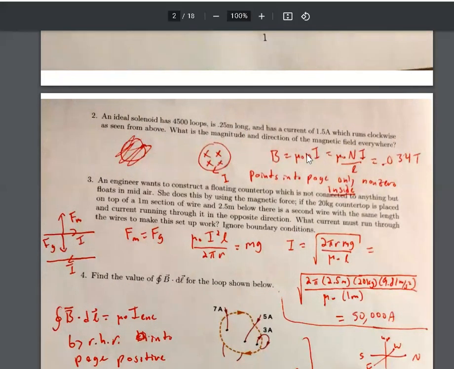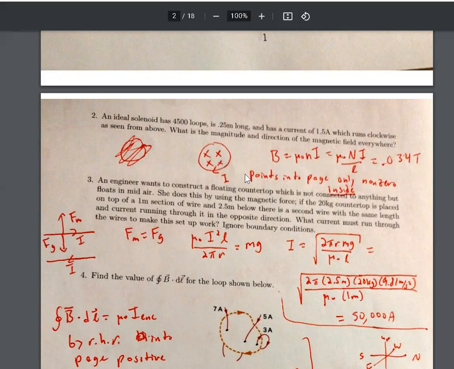The magnetic field of a solenoid is, remember, only inside of the solenoid, and it's given by mu naught times the number of turns per meter times the current. So in our case, that would be mu naught times our 4,500 loops times the current divided by the length. And so that gives us the magnitude of the magnetic field, which, remember, is only inside the solenoid. Outside of it, the magnetic field is 0.